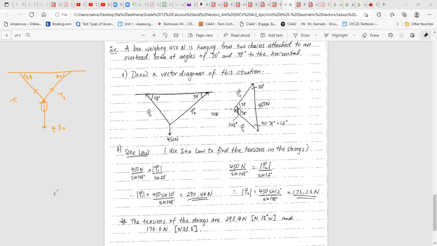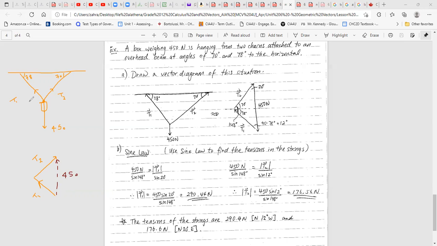So I'm just drawing that. If this is T1, I just move it parallel here. So this is T2, right? I move it here in a parallel way. The addition of these two vectors needs to be straight up. Why? Because this vector needs to cancel the weight. This is an equilibrium, meaning all forces cancel each other, so this needs to cancel the resultant. So this is 450.